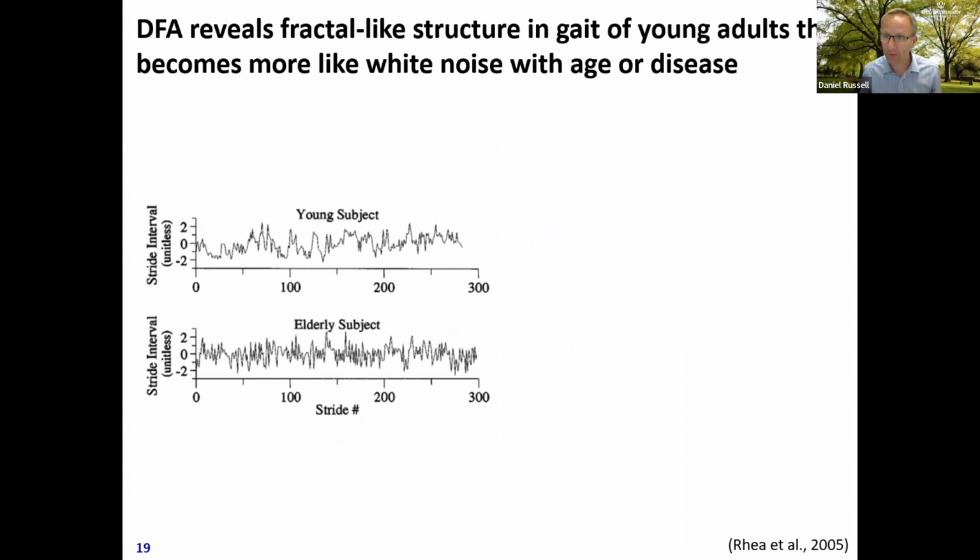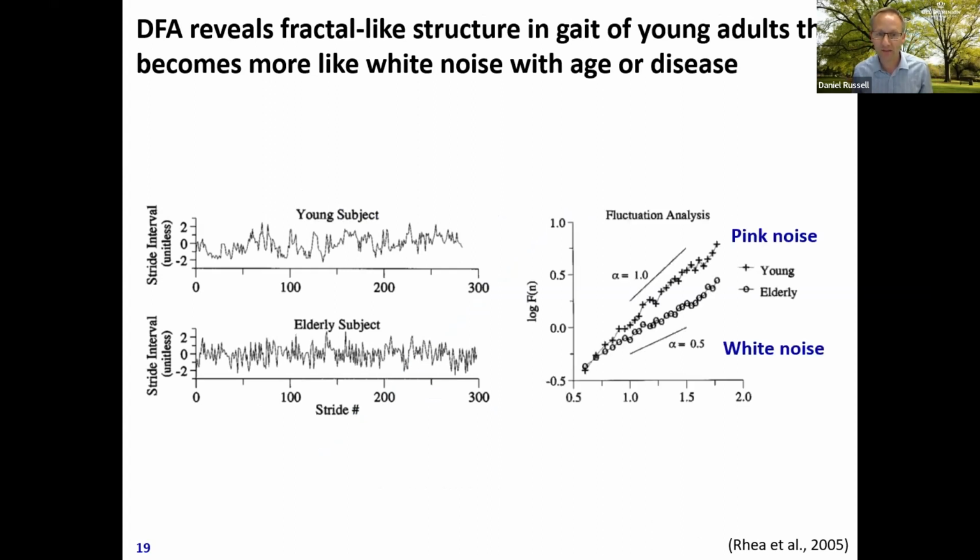So here's an example from a young, healthy subject. It looks like there are some differences in those traces, but it's tough to distinguish them with simple measures like mean and standard deviation. But if we do a detrended fluctuation analysis, we see that young adults produce an alpha that is greater, closer to pink noise values. This suggests that there's more fractal-like structure, with greater temporal scales within their time series.